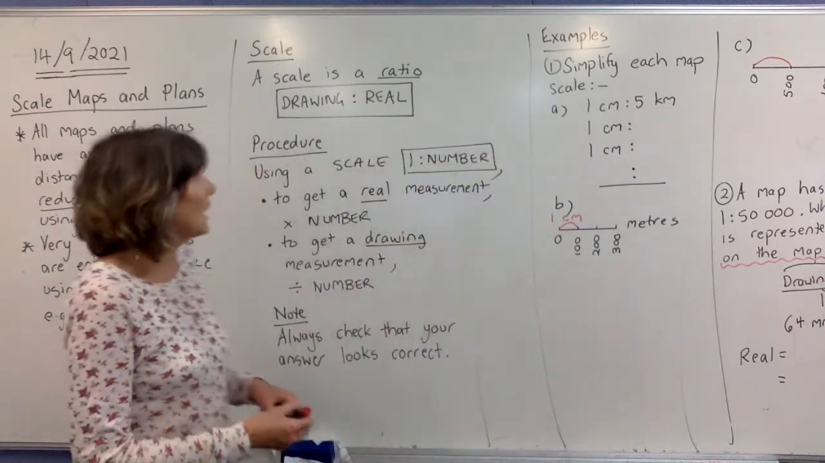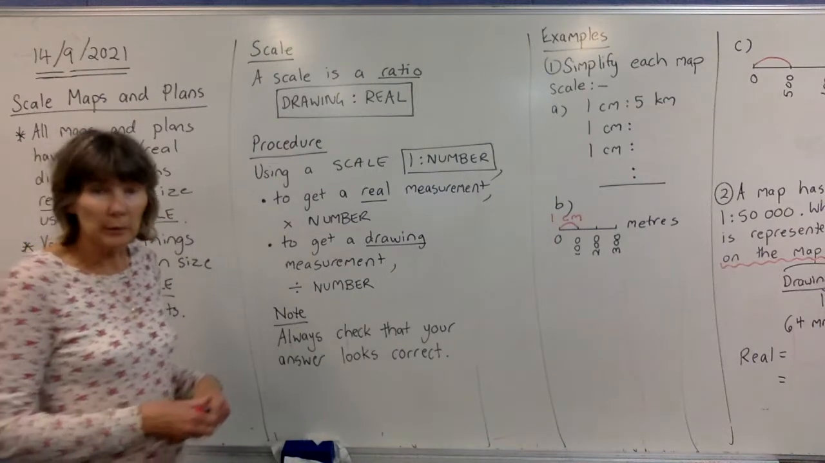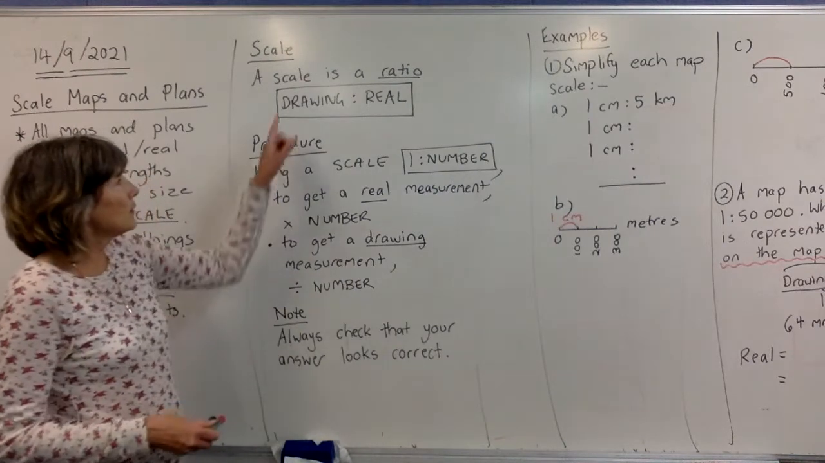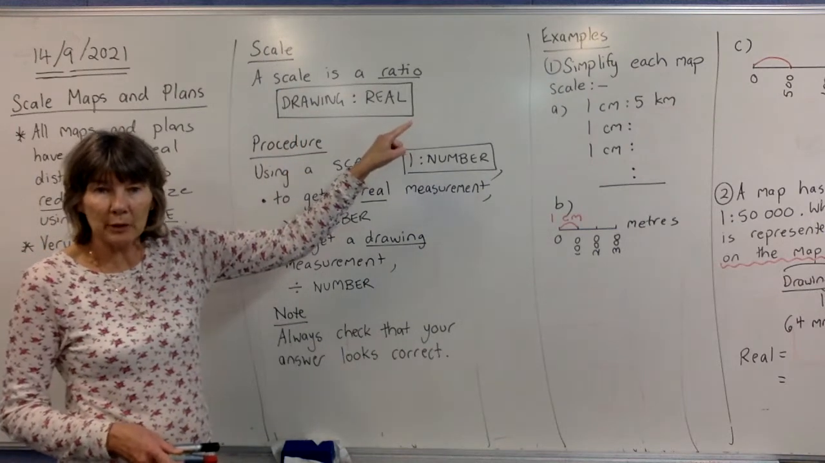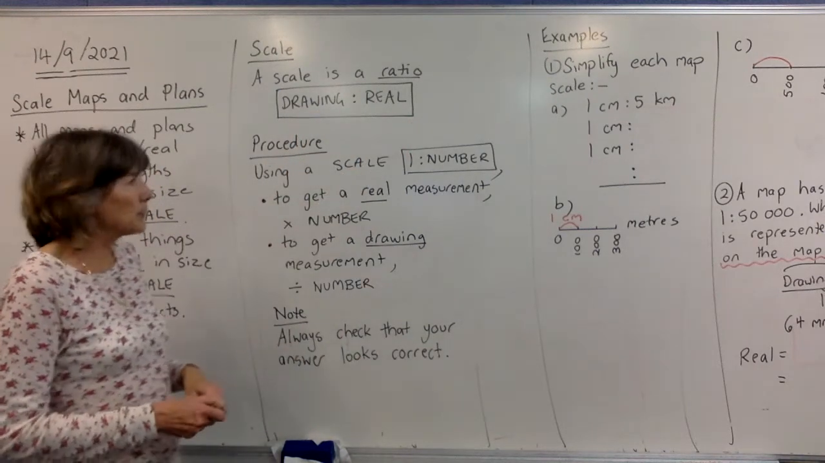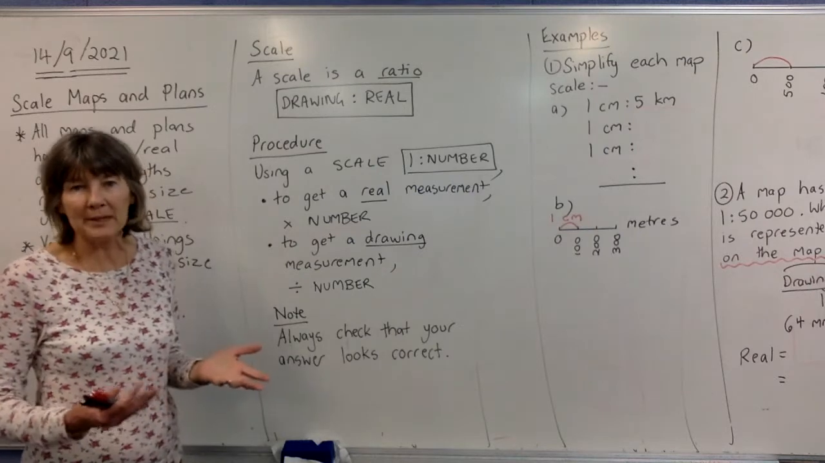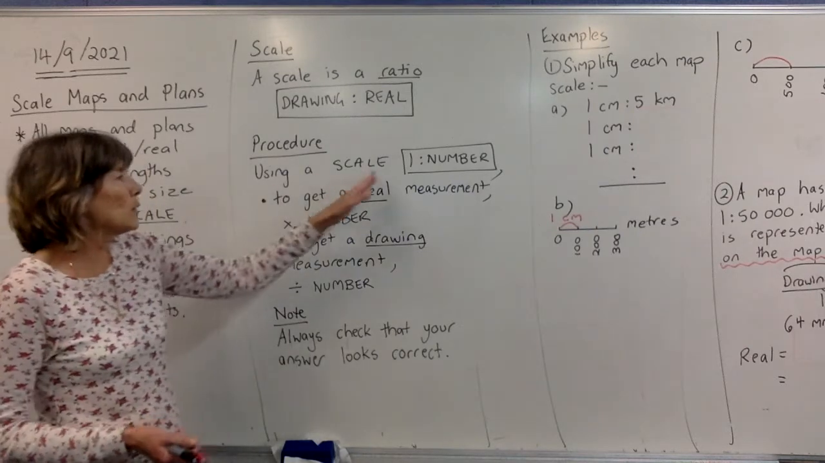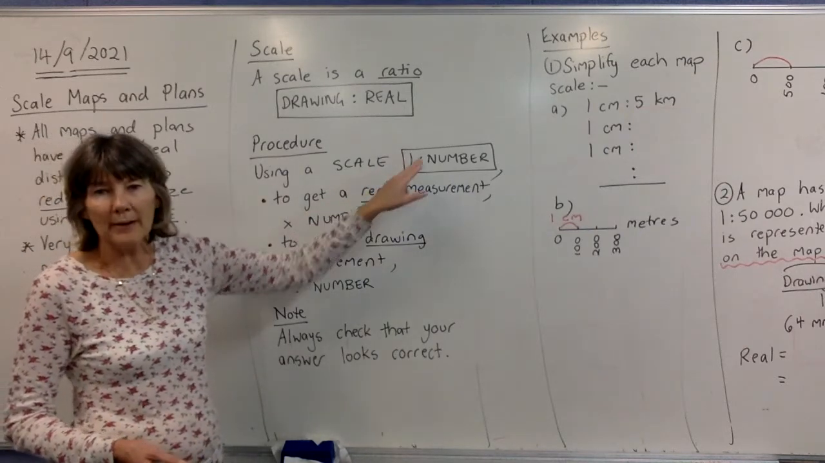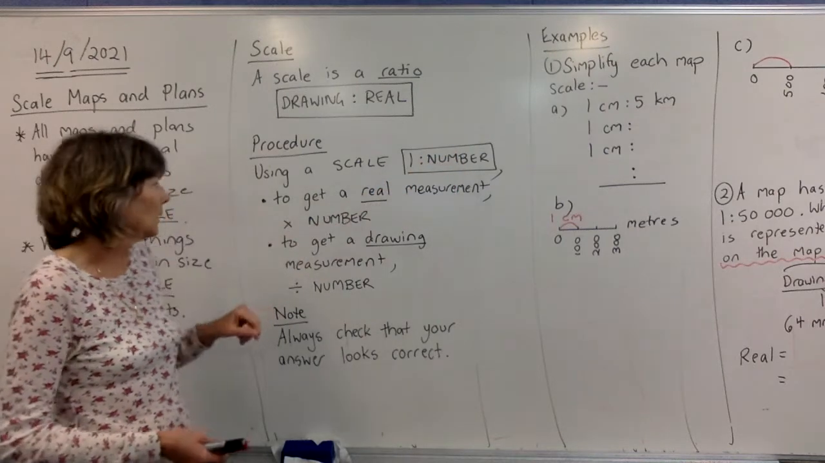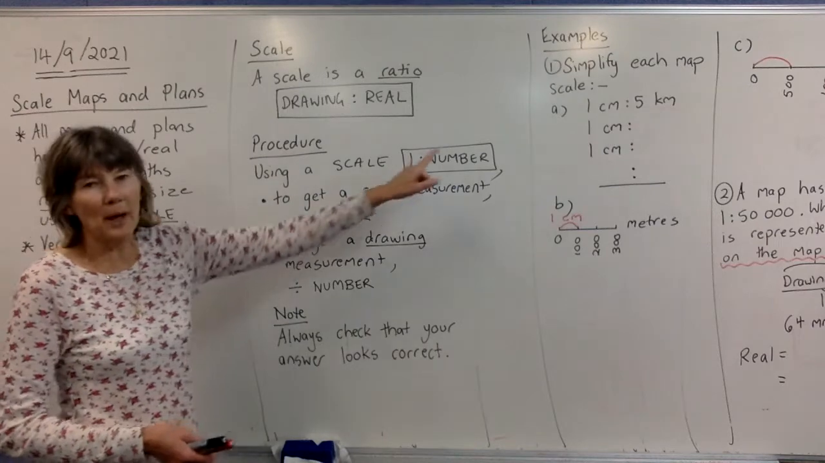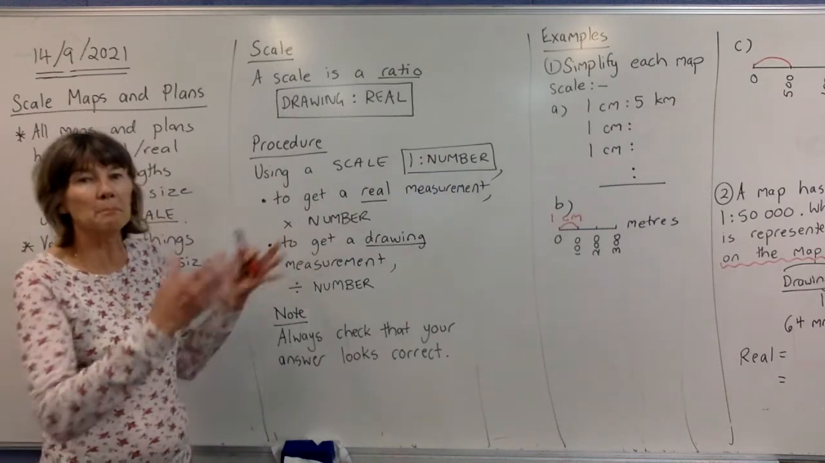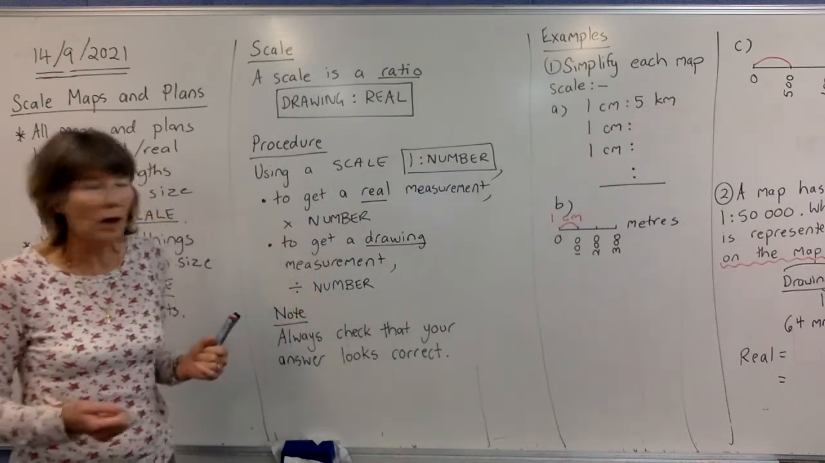Okay, so looking at a scale, it's really a ratio. We know what ratios are now. And the ratio is from the drawing measurement to the real measurement in real life. So the procedure is, for maps and plans, we will use a scale and it will look like this, 1 to a number. To get a real measurement from that, you want to multiply by that number. So you want to make it bigger to show what it's like in real life.